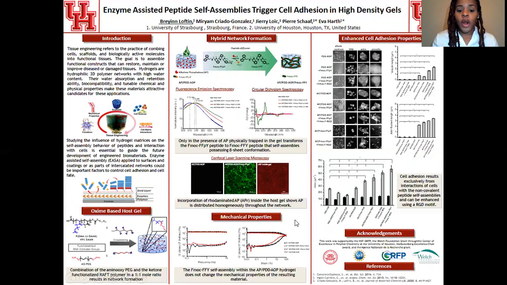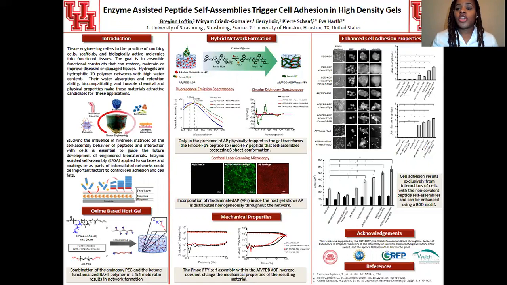And for the mechanical properties of first the host gel alone, we found that it does possess properties that are required for biological applications in regenerative medicine. And then once the peptide is allowed to self-assemble within the host gel, the mechanical properties don't change, which means that the mechanical stability of the network is not affected by the self-assembly process.